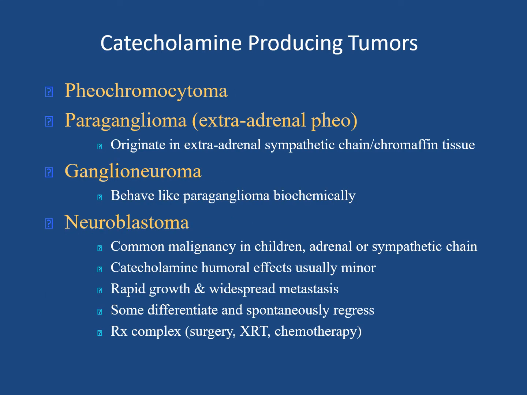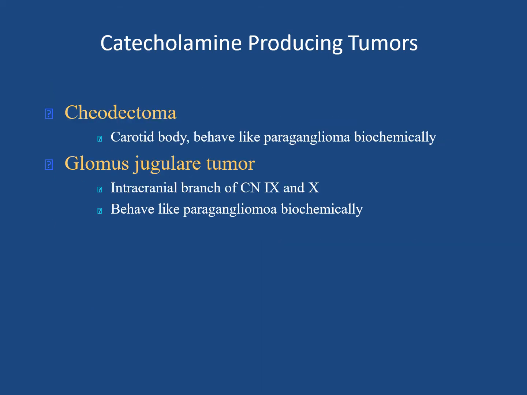If we enlist the catecholamine producing tumors, number one is the pheochromocytoma, then the paragangliomas. Usually these are the extraadrenal pheochromocytomas, then ganglioneuromas, and then neuroblastomas. And then chemodectomas and the glomus jugulare tumors, which usually occur in the intracranial branch of the 9th and 10th cranial nerves and behave like paragangliomas biochemically.